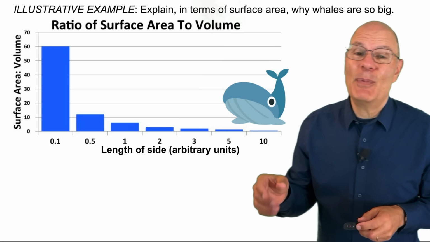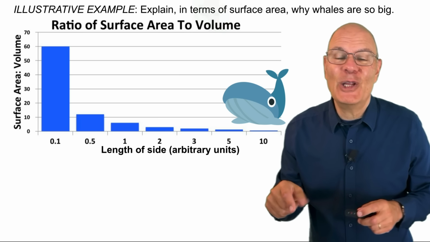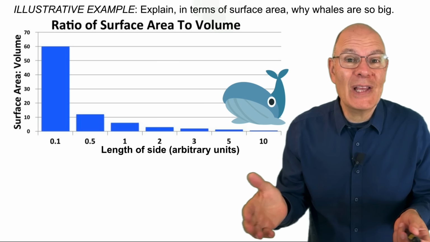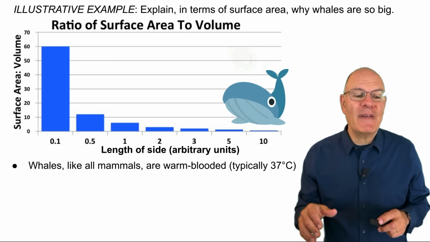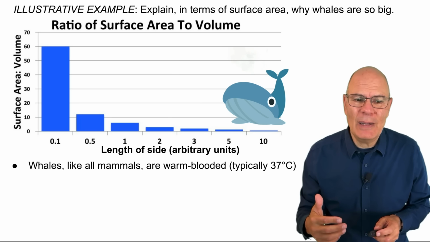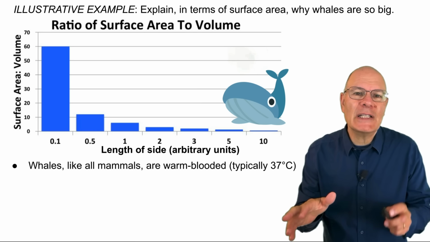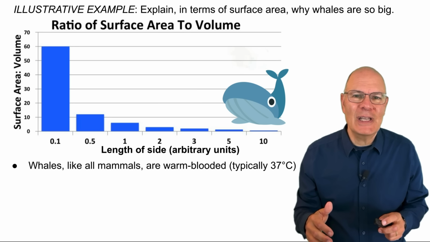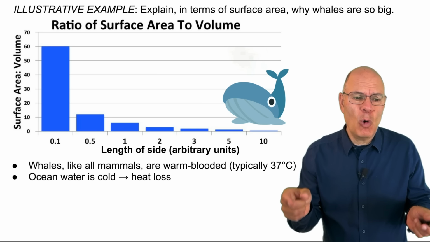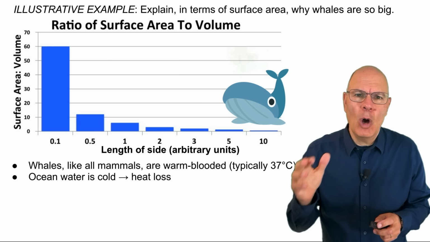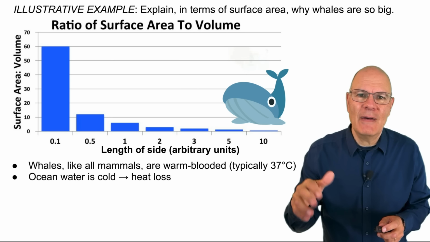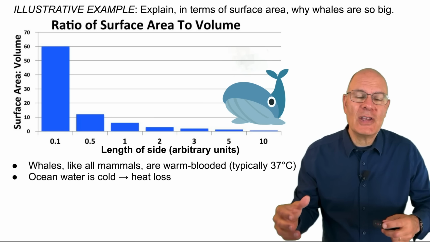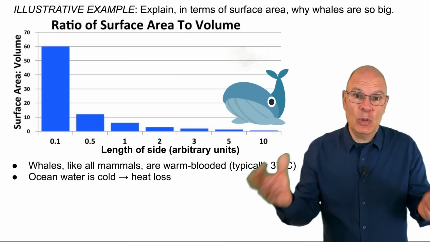As an illustrative example of the importance of the surface area to volume relationship, let's use this concept to explain why whales have evolved to be so big. Let's begin with the fact that whales, like all mammals, like you and me, are warm-blooded with an internal body temperature of about 37 degrees Celsius, 98.6 degrees Fahrenheit. Ocean water can be quite cold, and even warm ocean water is going to be a lot colder than the body of a mammal. So any mammal that's in ocean water is going to experience heat loss as heat radiates from the body to the water.